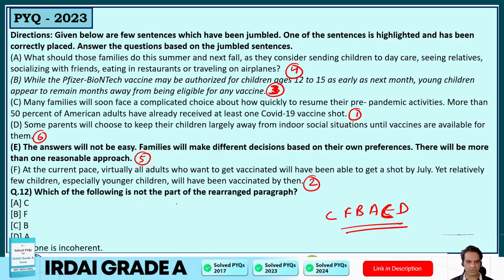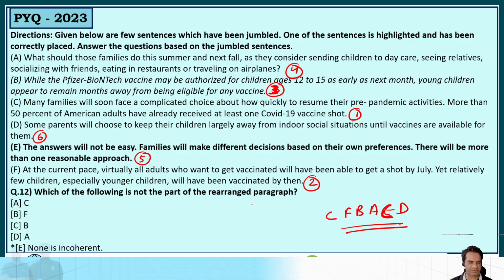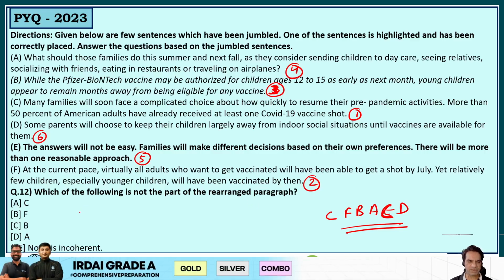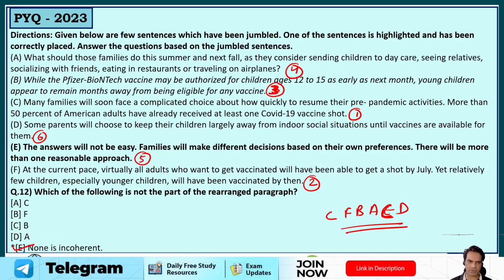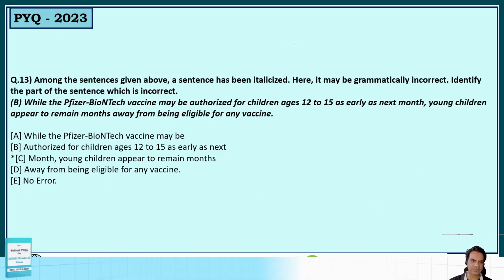Which of the following is not part of the rearranged paragraph? I think all of them were correct, guys. They were all related to each other. So I think none is incoherent. All of them are coherent, guys. CFBAED. Let's look at this.